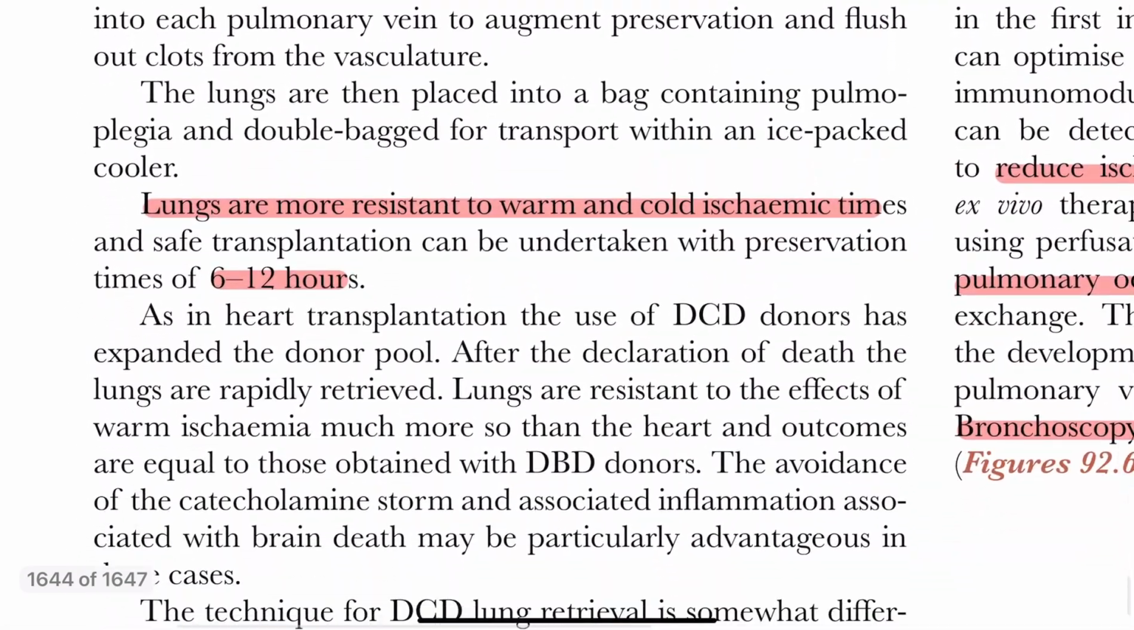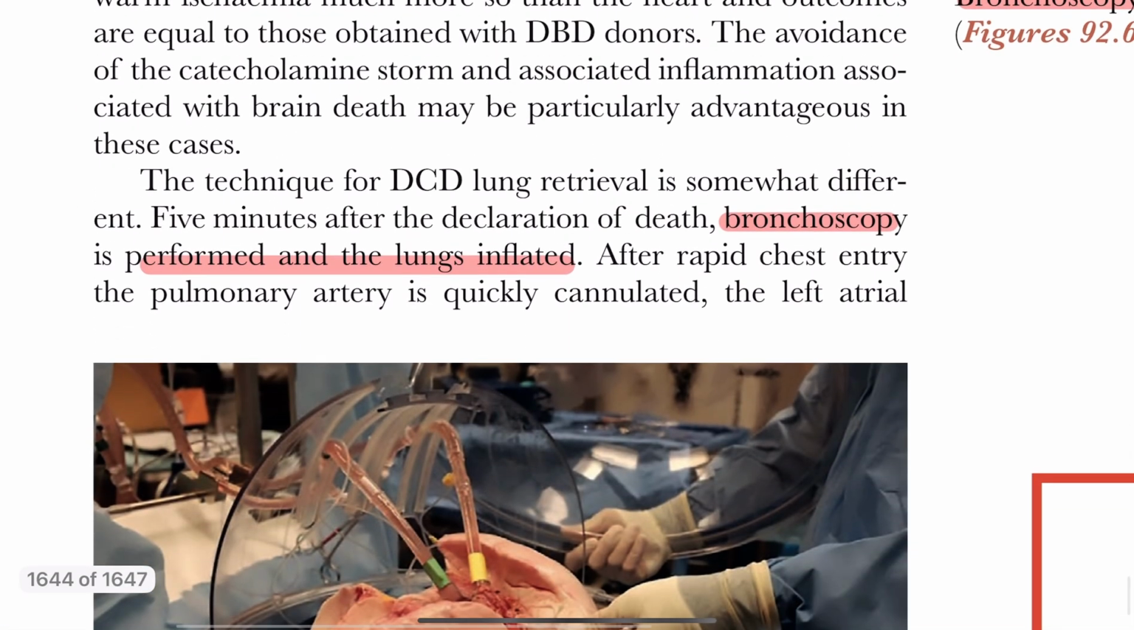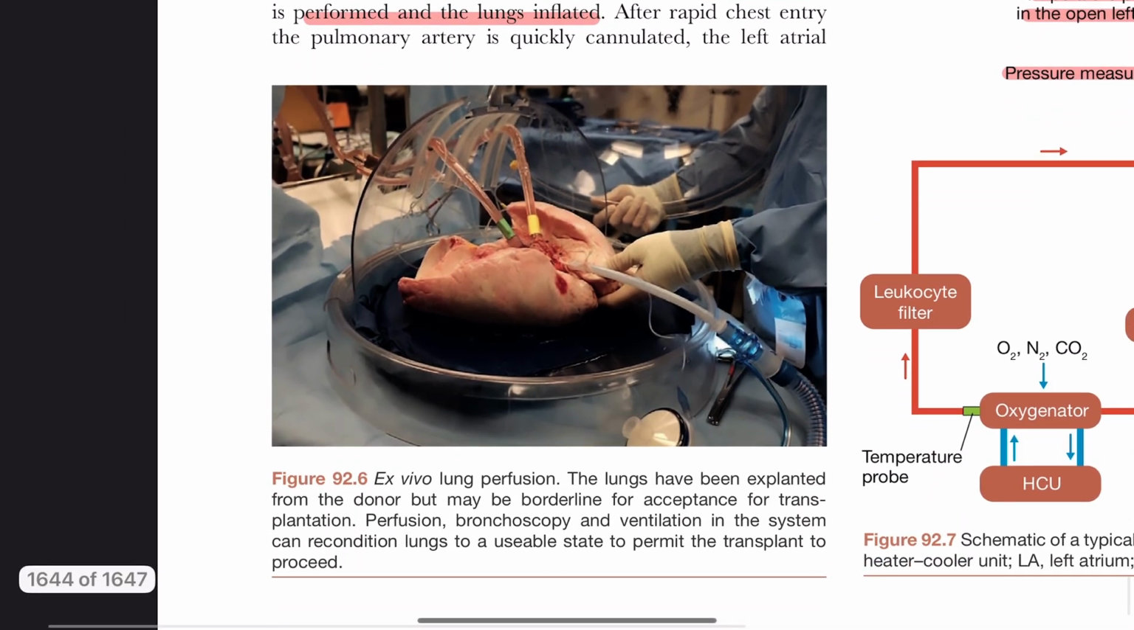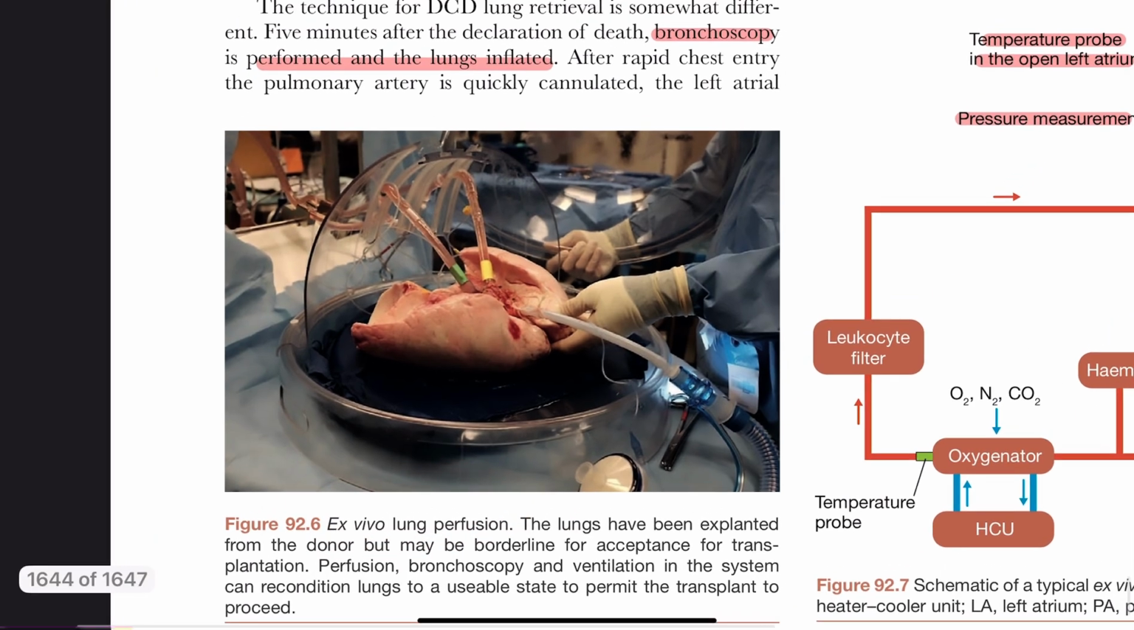Lungs are more resistant to warm and cold ischemia time. It is 6 to 12 hours. So it is resistant to warm and cold ischemia. Remember, important MCQ. First you have to do bronchoscopy and then the lungs are inflated. So this is ex vivo lung perfusion, ex vivo, outside the donor body.